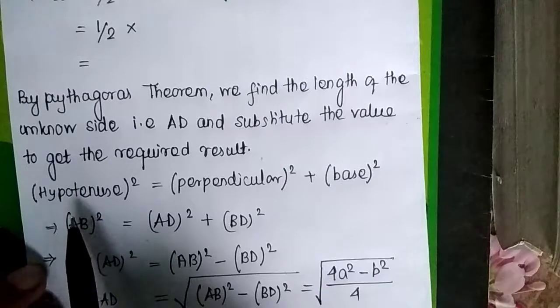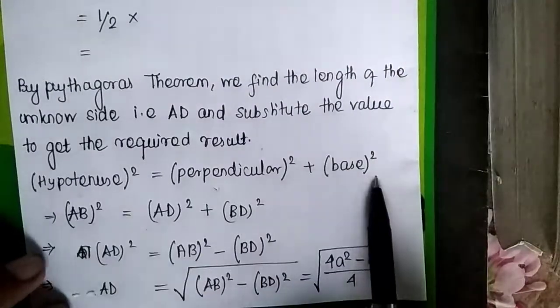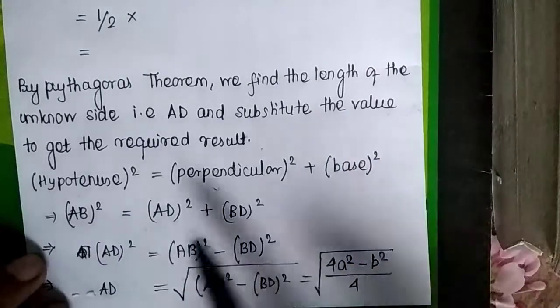As we all know the Pythagoras theorem, what does Pythagoras state? It states that hypotenuse square equals perpendicular square plus base square. So we have to find the perpendicular, that is the height, right now here.